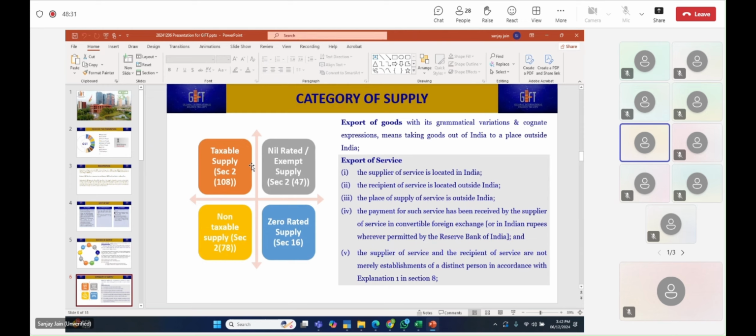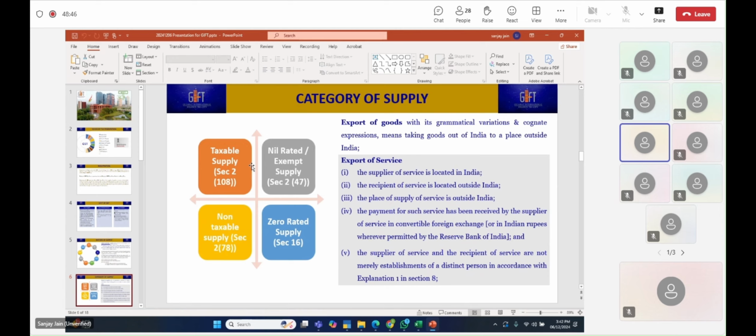For export of service, there are 5 conditions. You have to fulfill all the conditions. The supplier of service is located in India; maybe you are located in an SEZ. The recipient is located outside India. The place of supply is outside India.